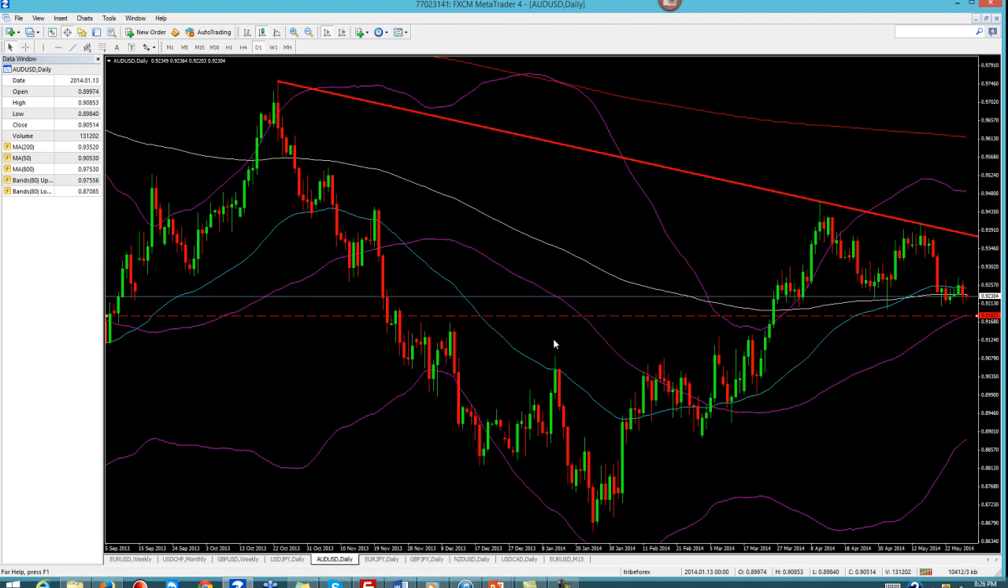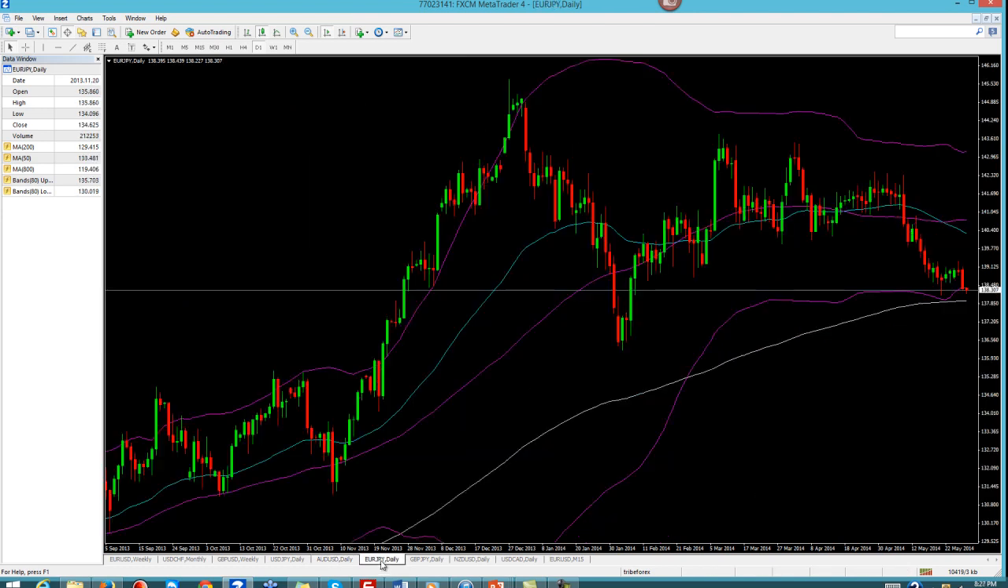So for the time being, it's still in consolidation, so I'm calling a consolidation bias on the Aussie dollar.